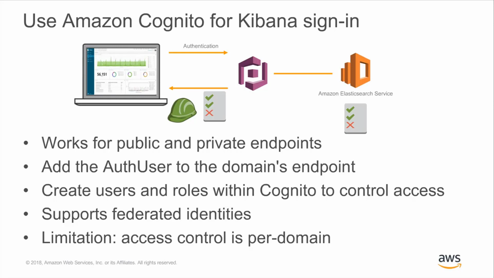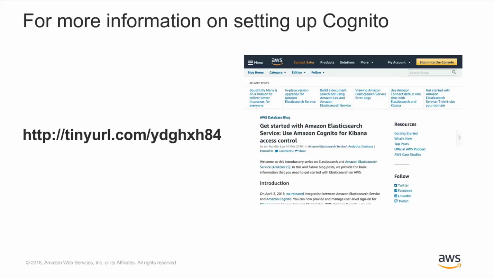There's one limitation at present. Because of the way Kibana sends traffic to Elasticsearch Service, at the moment, the limitation is that you can only specify a domain-level access control. For much more information on Cognito and to learn how to set it up, I have a blog post that I wrote that guides you through that. Here's the URL for that. You can either note it down now or, again, we'll be sending out the slides.